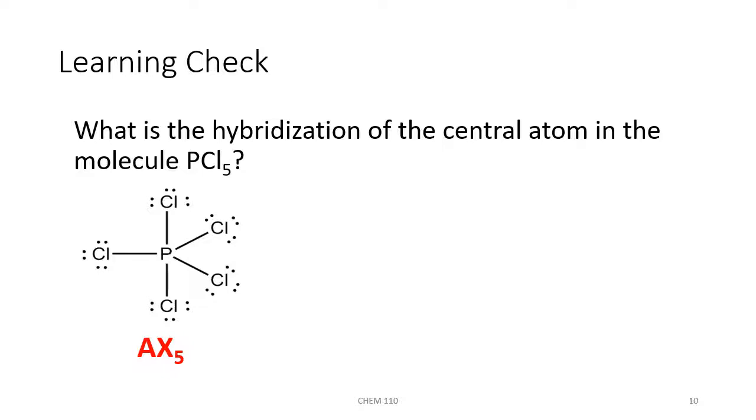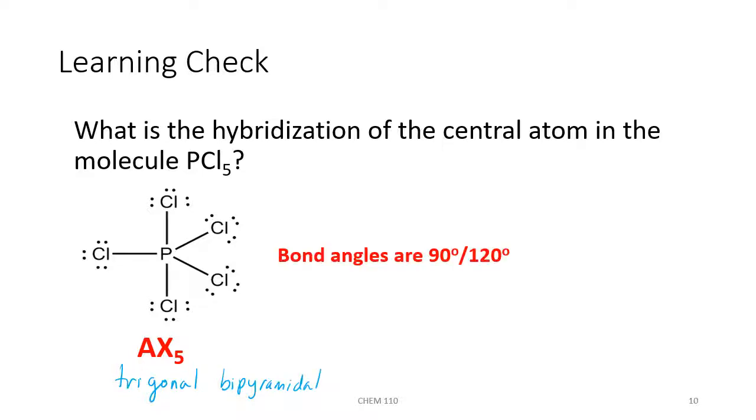This is an AX5 type molecule, and the geometry of AX5 is called trigonal bipyramidal. The bond angles are listed as 90 degrees and 120 degrees because it depends upon if we're talking about equatorial or axial positions within the AX5 molecule. The ones sticking straight up and straight down represent our axial positions, and the axial positions are going to be the higher energy positions.